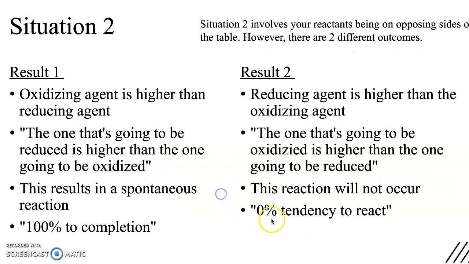Option number 2. If you find the reactants on different sides of the table, one left and one right, 2 things could occur. Scenario number 1. If the oxidizing agent, the one that's going to be reduced, is higher than your reducing agent, the one that's going to be oxidized, on the table, your reaction will be spontaneous, 100% to completion. Scenario number 2. If the reducing agent is higher than your oxidizing agent on the table, your reaction will not occur, 0% tendency to react.